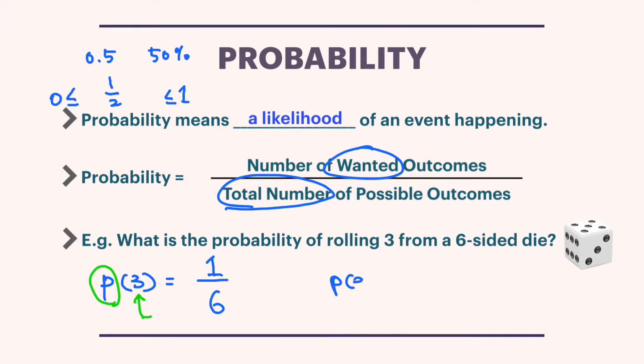How about the probability of rolling an even number? Again, what is the total number of possible outcomes? We have 6. We could get any number from 1 to 6 again. But how many even numbers do we have on a die? There are 3 of them, 2, 4, and 6. That's why we put 3 on top, because that is the number of wanted outcomes. And we simplify this by dividing both top and bottom by the greatest common factor, which is 3 in this case, and that is 1 and that is 2, so 1 over 2.